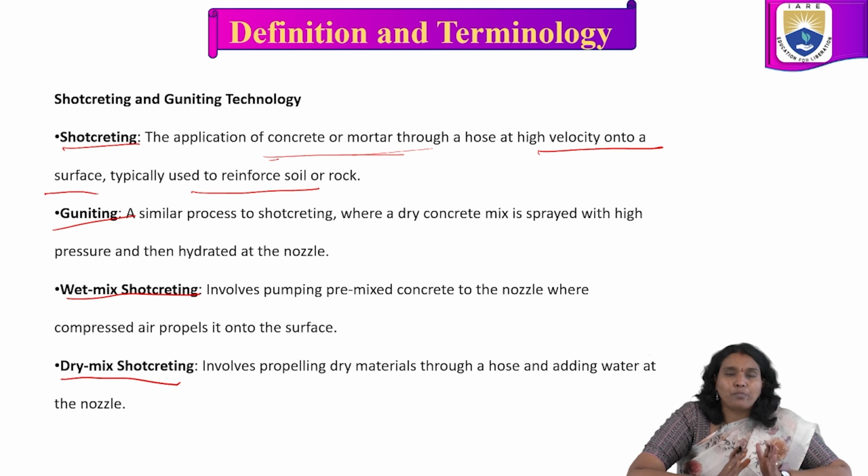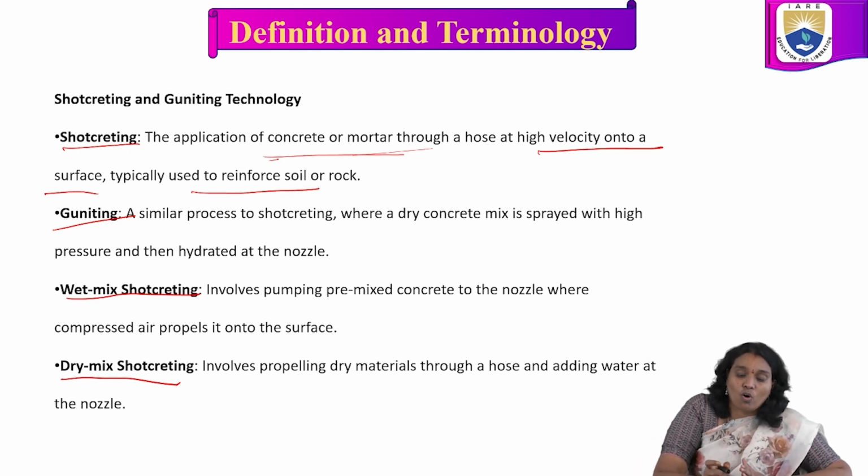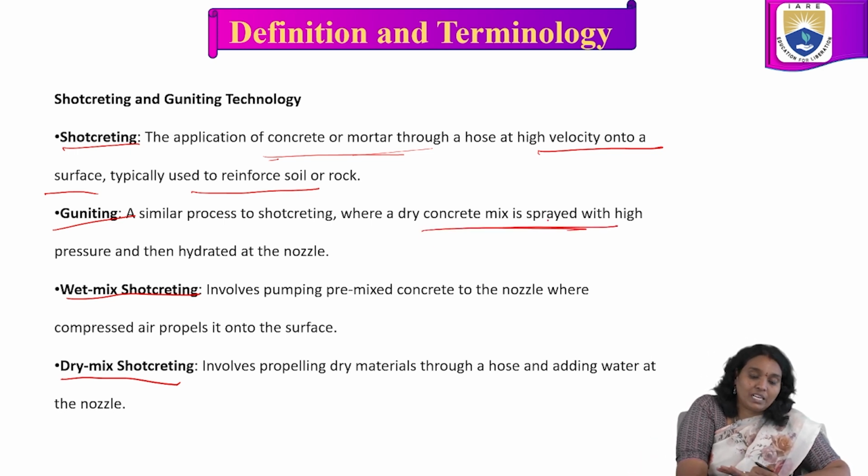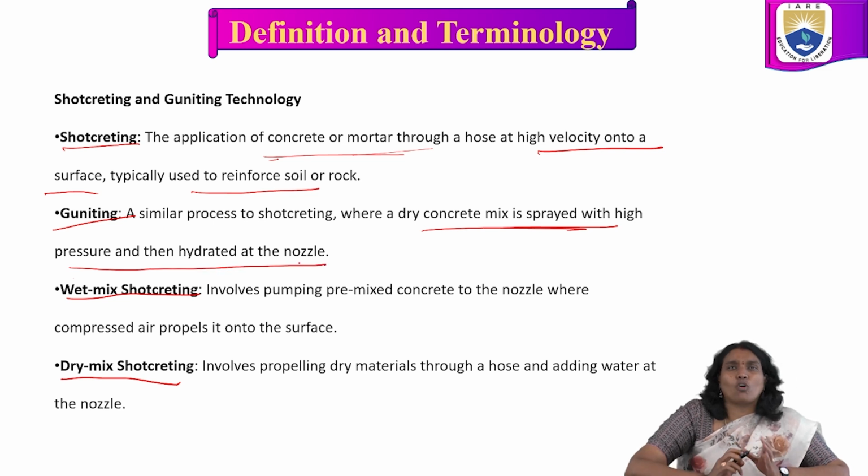Gunniting is a similar process to shotcreting, where a dry concrete mix is sprayed with high pressure and then hydrated at the nozzle.